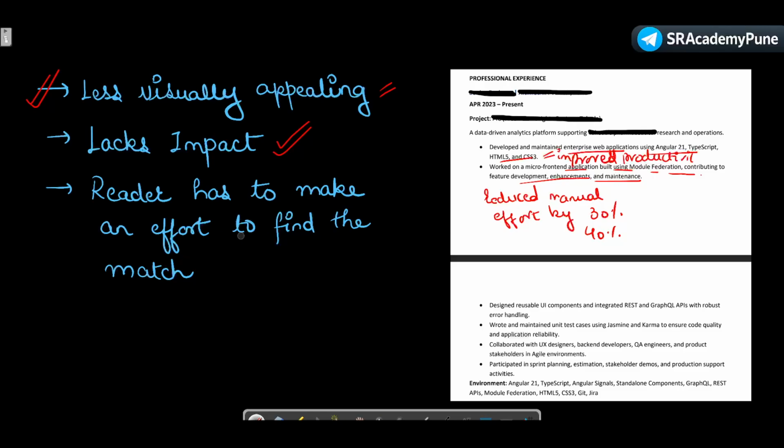And also the reader has to make an effort to find the match. So let's say I have an opening in my company where I need front-end developers that use React, that use Angular, and that use maybe CSS. I'm not a front end guy, I'm just giving some examples. Let's say I receive this CV which I have mentioned here. I have to go through each and every line to see, okay, CSS is used, Angular is used, where is React? Do I find React? No, React is not mentioned anywhere.